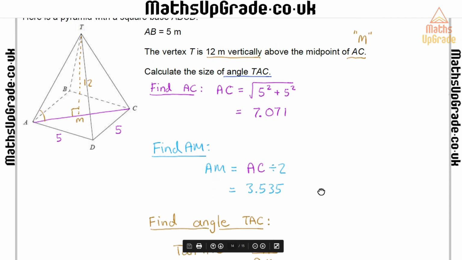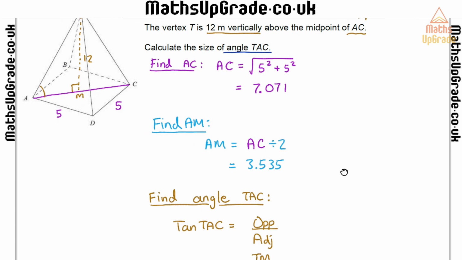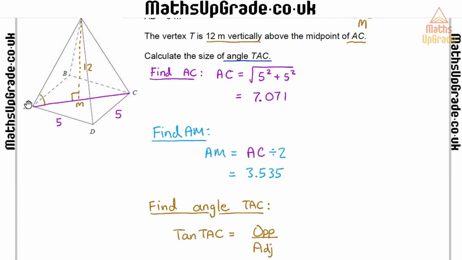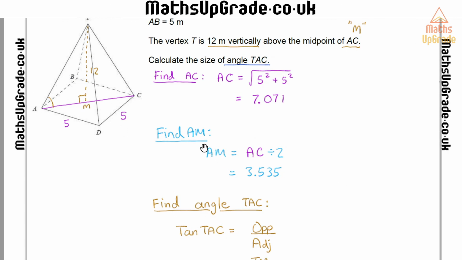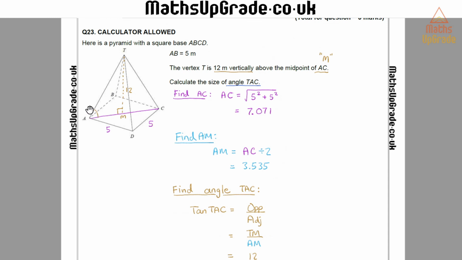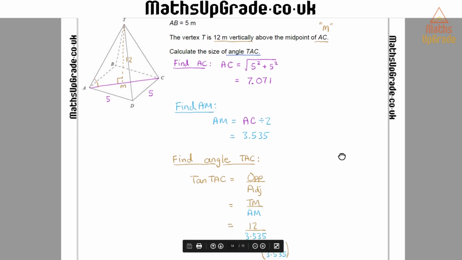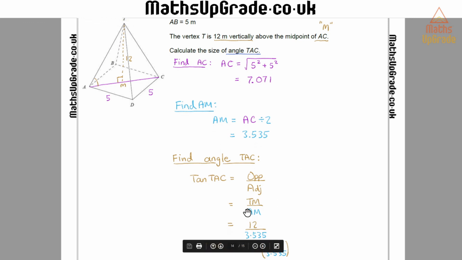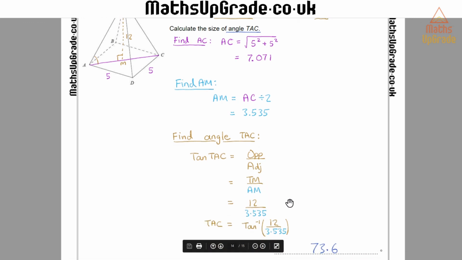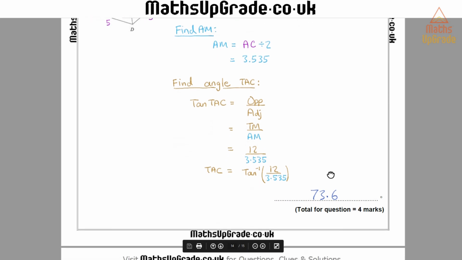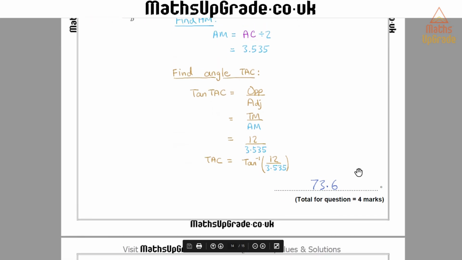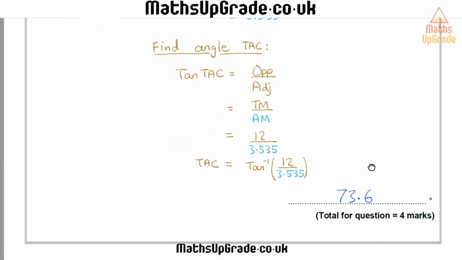To find angle TAC, I need to use trigonometry. So applying trigonometry, for the angle at A, I've got TM, which is opposite to the angle, and I've got AM, which is adjacent to the angle. Since those two are related using the tan rule, I can then substitute those values in, and using shift tan, I get this answer of 73.6 degrees, and that would be my 4 marks for that question.